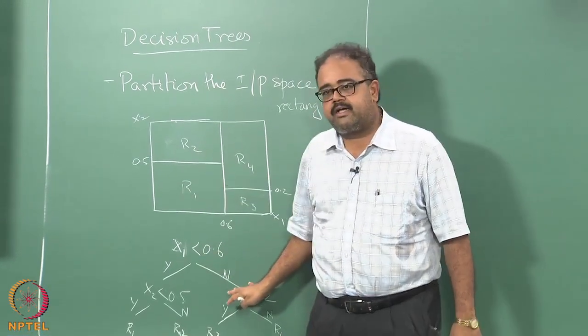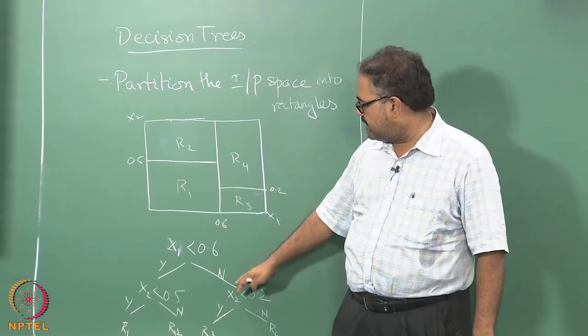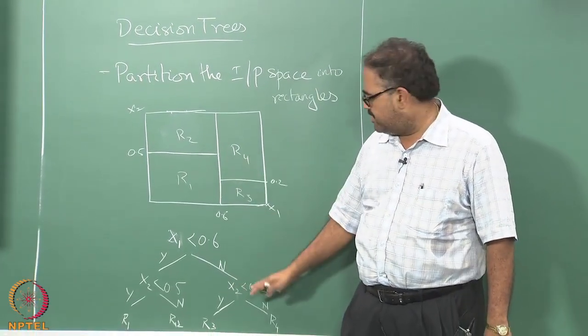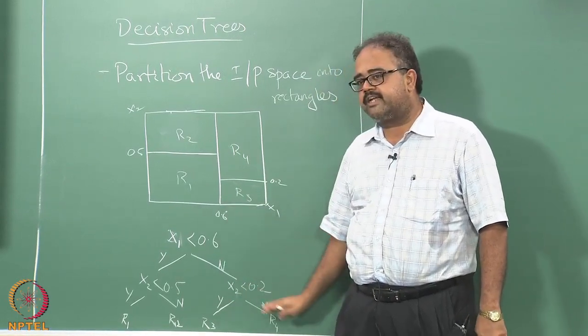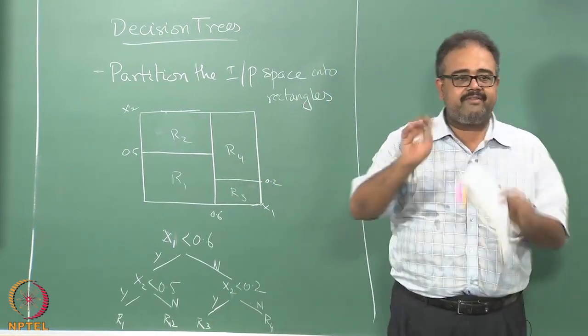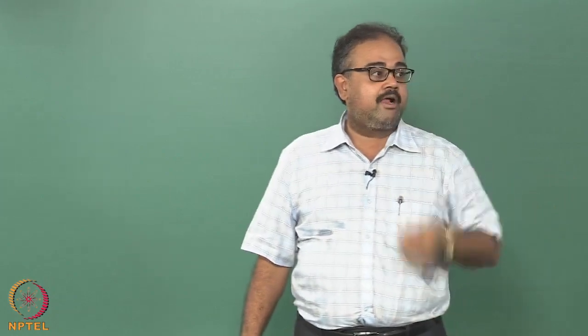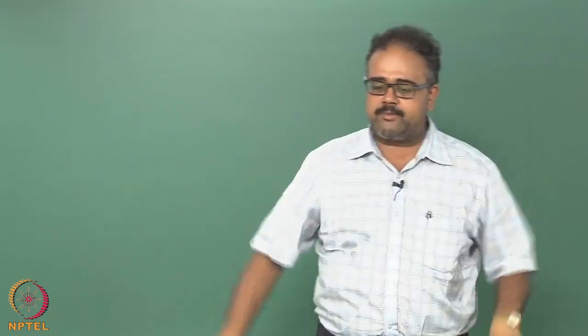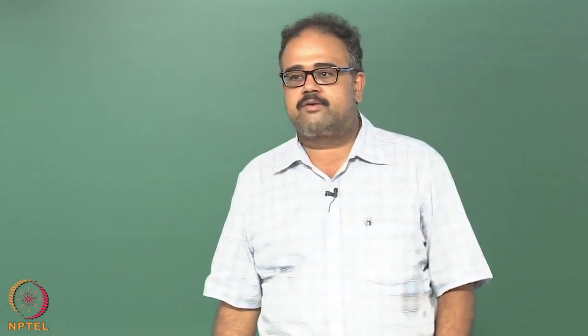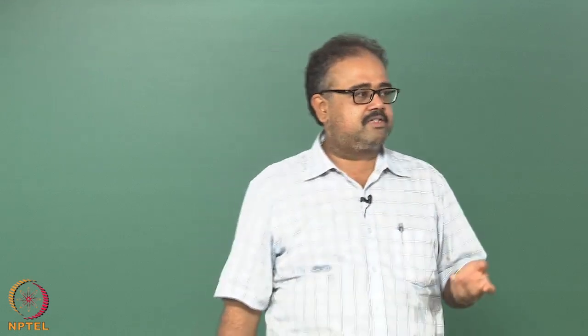Going to the other branch, where x1 is greater than or equal to 0.6, I am on this side, and if it is less than 0.2 I am in R3, if it is greater than 0.2 I am in R4. So I can very compactly describe this segmentation as a tree. What is nice about this tree is that it is easily understandable. You go out and become a data scientist or data analyst, and some manager who makes 10 times what you do, but who has never heard of a hyperplane in his life, comes and asks you to build a classifier.